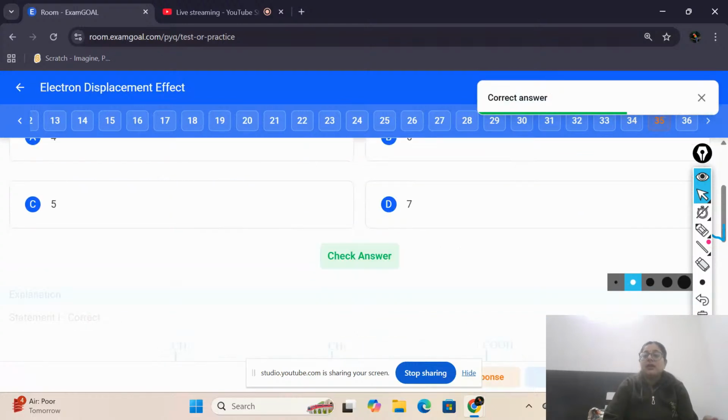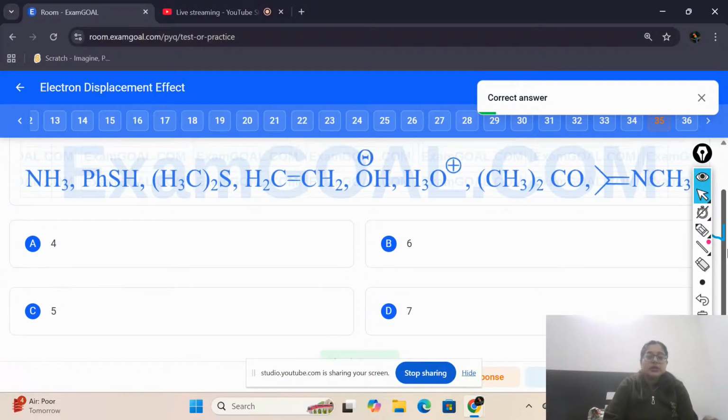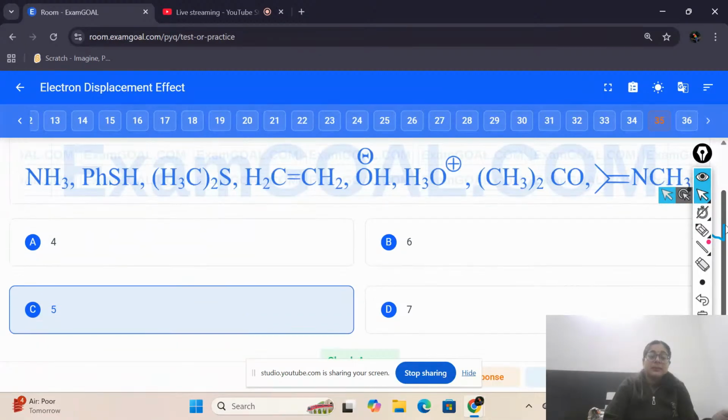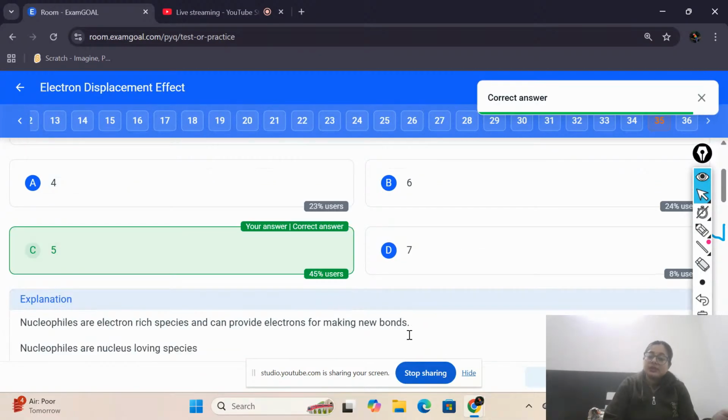Coming towards the second-last question. Total number of nucleophiles. Nucleophiles are those which have a lone pair or extra electrons. 1: sulfur is having an extra electron. 2: sulfur is having extra electrons. 3: double bond, a pi bond is also loosely held electrons, so easy to donate, a nucleophile. 4: OH with lone pair. Again 5. The plus sign, no; CO group, no; CN group, no. So total number of nucleophiles is 5 here.